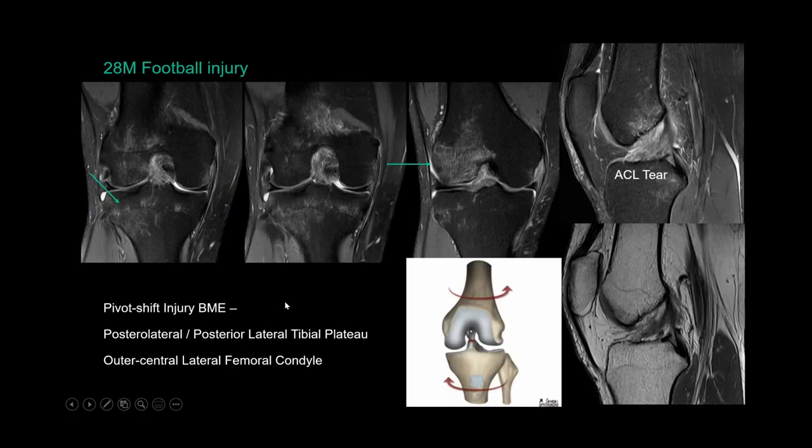In this case, we have a 28-year-old who sustained a pivot shift injury, where you have the femur going in one direction and the tibia going in the other direction. And usually it's when the foot is planted and locked to the ground and the subject attempts to pivot and twist around to try and get the ball in a game, in a football match. So you get a bone marrow edema at the posterior lateral or posterior aspect of the lateral tibial plateau, and at the outer central part of the lateral femoral condyle. They frequently will have ACL tears.